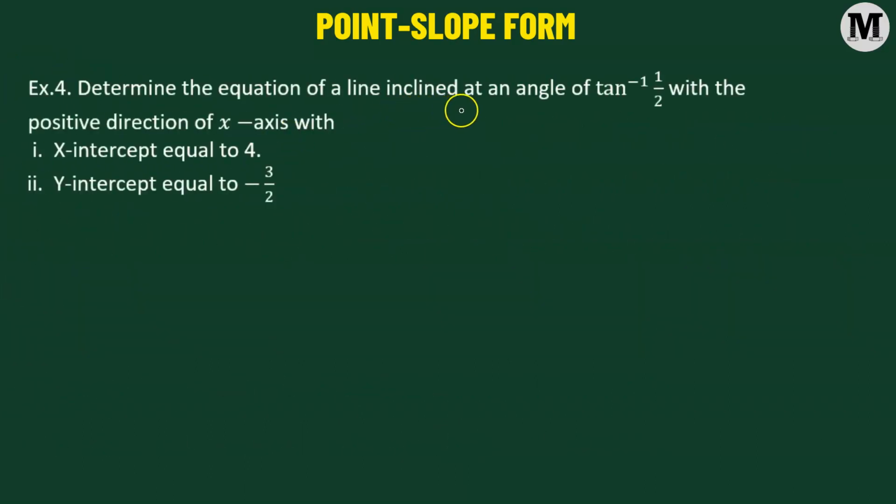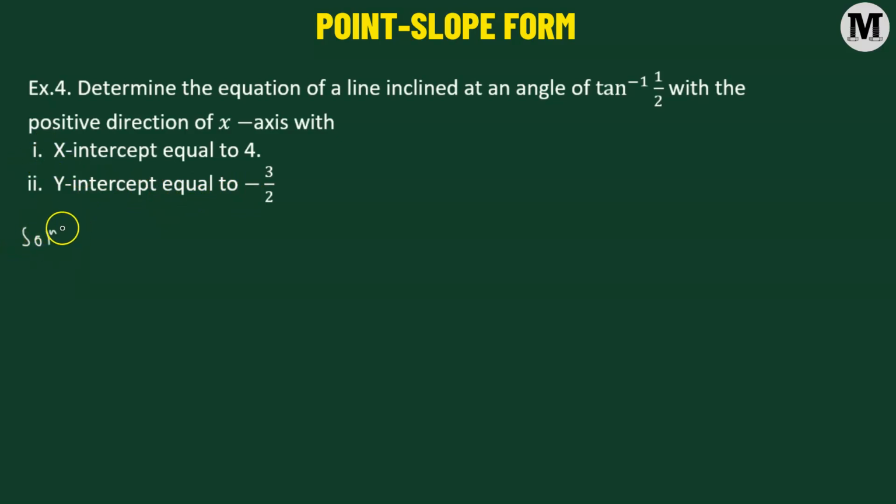Determine the equation of a line inclined at an angle of tangent inverse of 1/3 with the positive direction of x-axis and having an x-intercept equal to 4. Part 2: the y-intercept equals -3/2. So these are two separate problems. We'll deal with number 1 first.